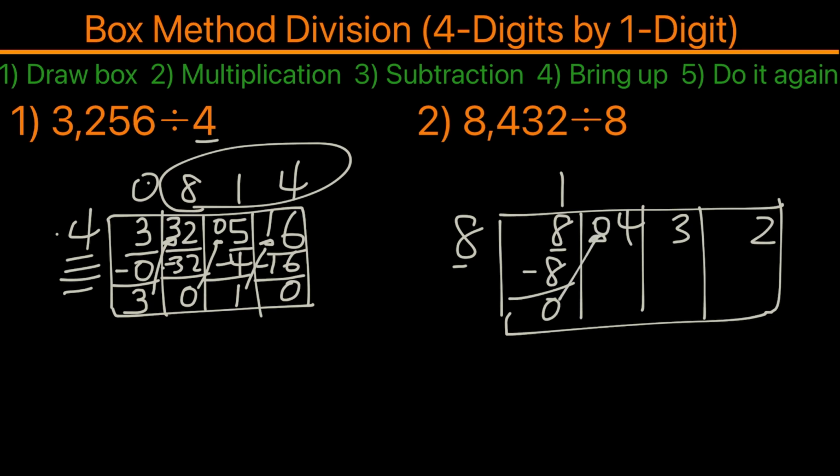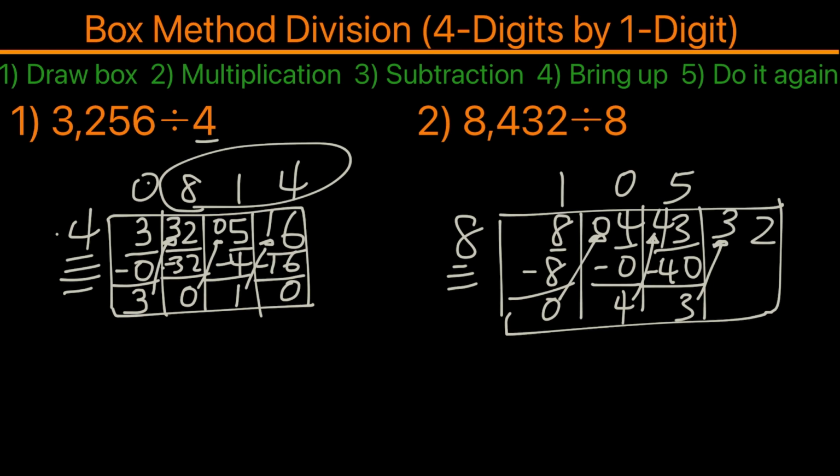Bring this up here. We have 4 divided by 8. 8 times 0 is 0. So 4 minus 0 is 4. Then we'll bring up the 3. 43 divided by 8. 8 times 5 is 40. And 43 minus 40 is 3. And finally, bring up the 2 here.